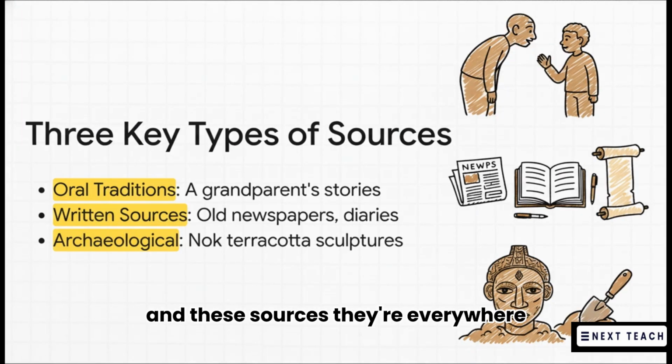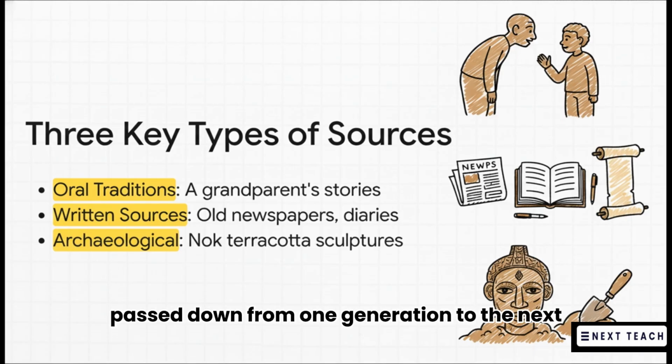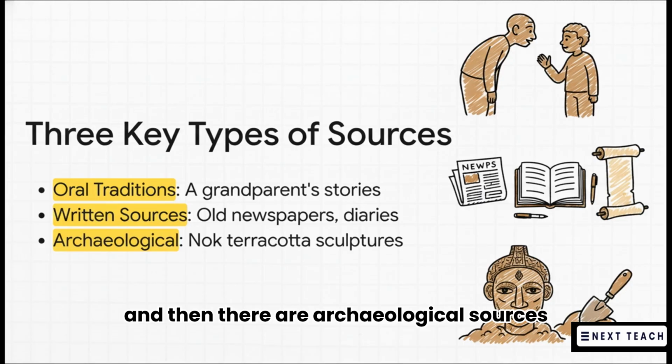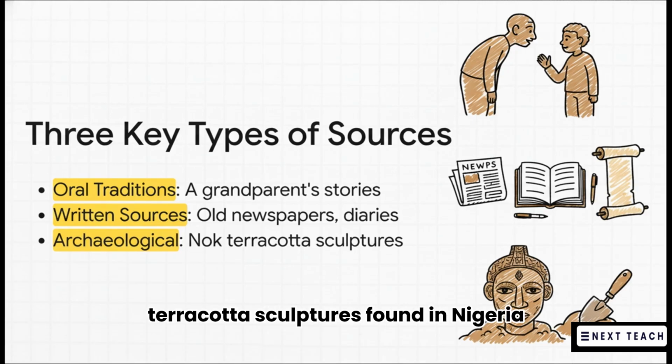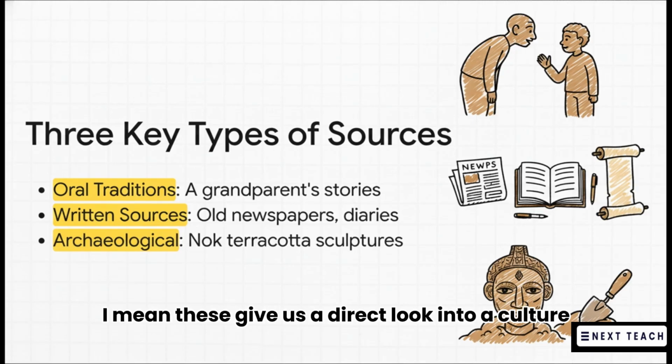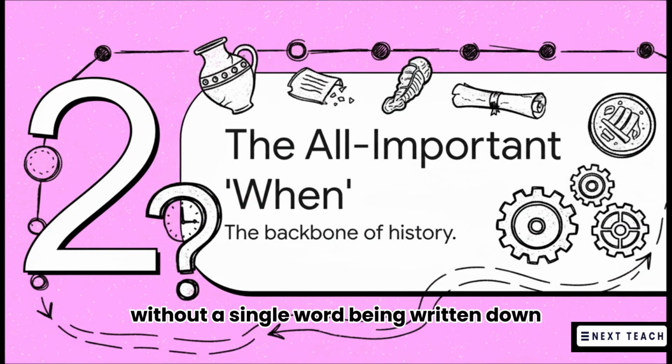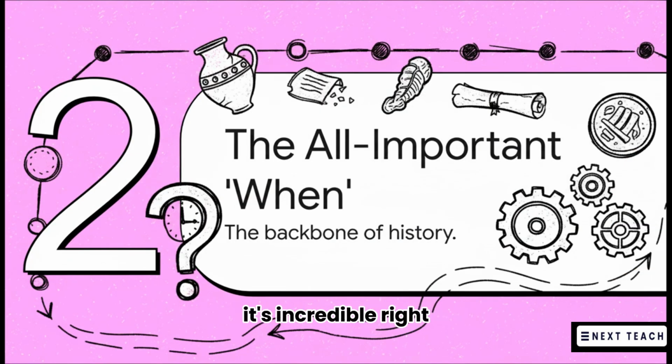And these sources, they're everywhere. They come in all shapes and sizes. Oral traditions are the living stories passed down from one generation to the next. Written sources are what we usually think of. Old newspapers, diaries, government papers. And then there are archaeological sources, the actual physical things people left behind, like the amazing Nok terracotta sculptures found in Nigeria. I mean, these give us a direct look into a culture from over 2,000 years ago, without a single word being written down. It's incredible, right?